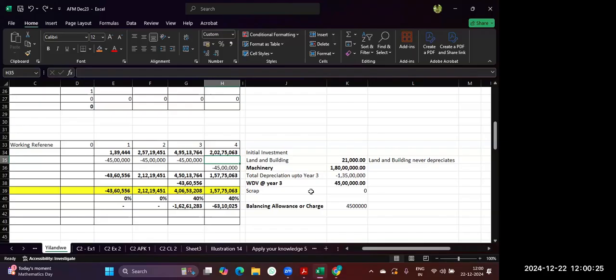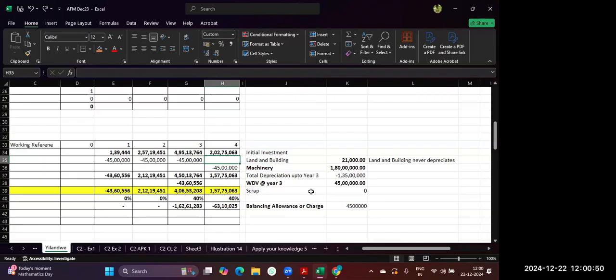In this case, we are not doing accounting treatment. What we are trying to see is, okay, my balance is 4.5 million. I'm selling it for zero. It's a loss for me. But technically speaking, we are already covering that part. Understood now on the depreciation front?